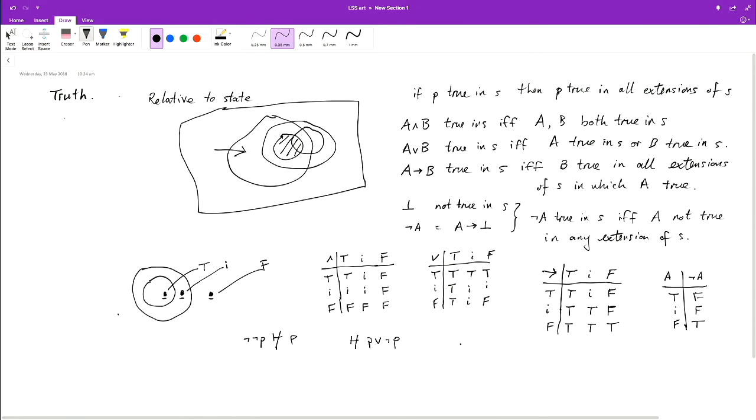In the little state of information, it may be that neither of them is justified. If they're both in this intermediate case, if P has this value I and not P has the value F, then P or not P also has this value I. And that means that there is a state in which it's not true. So these logics are starting to diverge. Classical logic has one sort of attitude to this stuff, and so-called constructive logic has a different account.